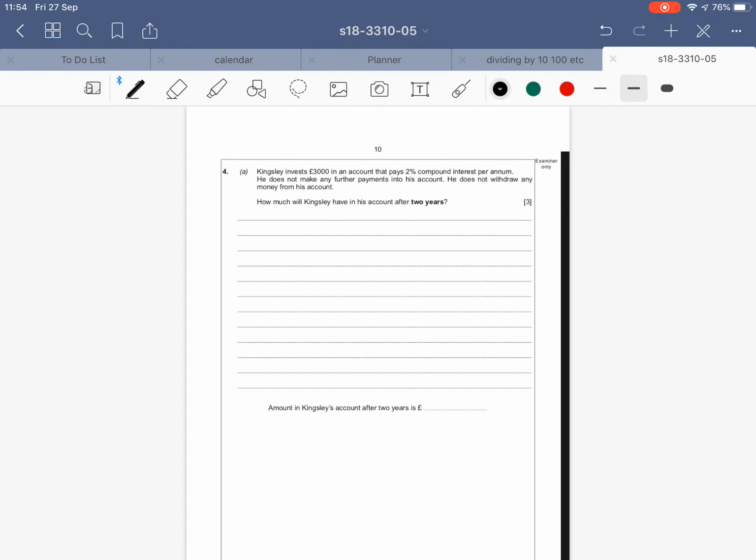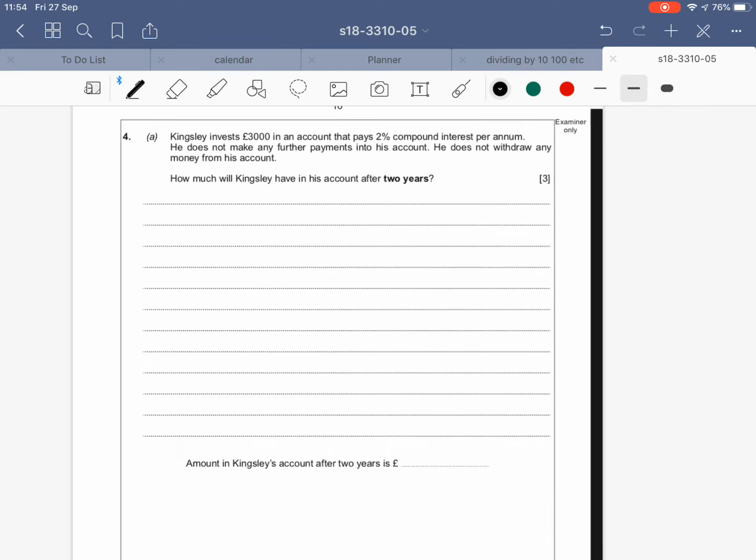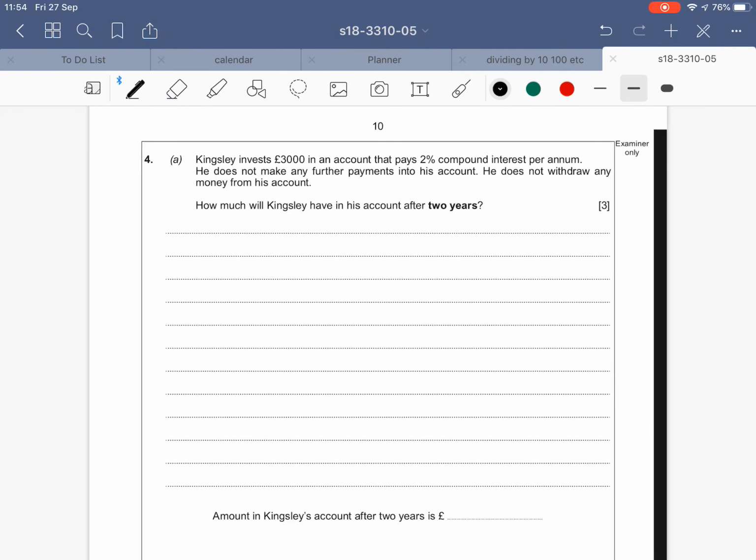Next one, Kingsley invests £3,000 in an account that pays 2% compound interest per annum. He does not make any further payments into his account, and he does not withdraw any money from the account. How much will Kingsley have in his account after 2 years? So this is compound interest. You normally do this on a calculator, but this is a non-calculator paper, so you're going to have to do the long method. It is only for 2 years. You only have to do it twice.